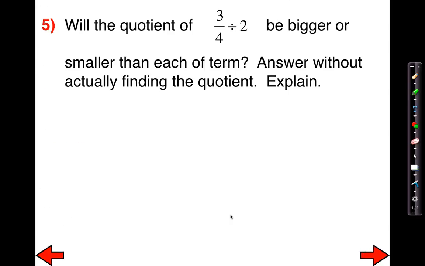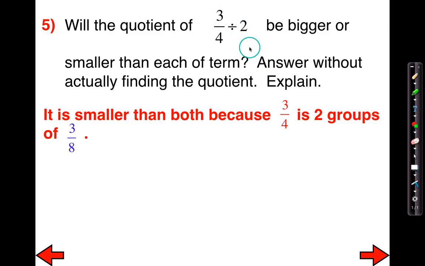What about number 5? Will the quotient of 3/4 divided by 2 be bigger or smaller than each of the terms? Explain without actually finding the quotient. So here, again, you're trying to figure out how many 2's will fit into 3/4. Well, first of all, a whole 2 is not going to fit into 3/4, so we already know it's going to be a fraction. And since it takes at least 3 of these to make a 2, I would go ahead and say that it's going to be smaller than both 3/4 and 2.